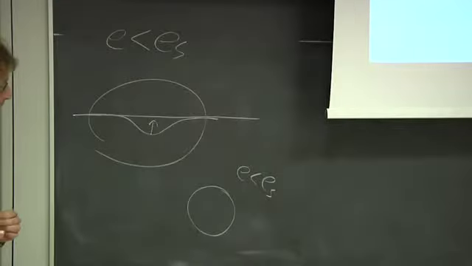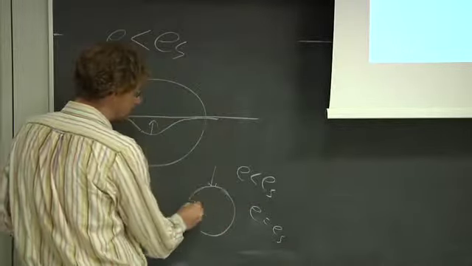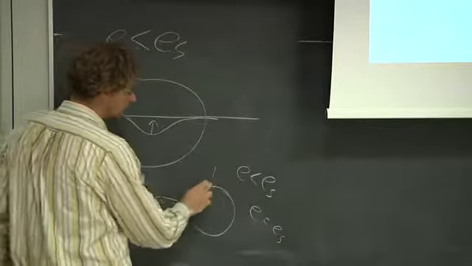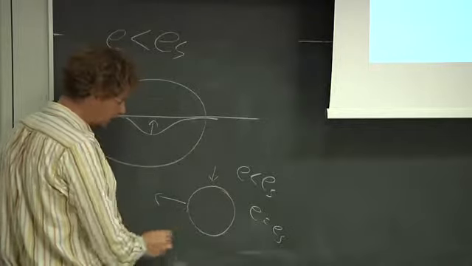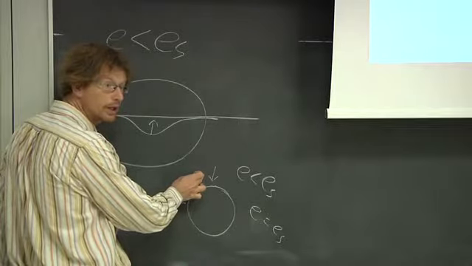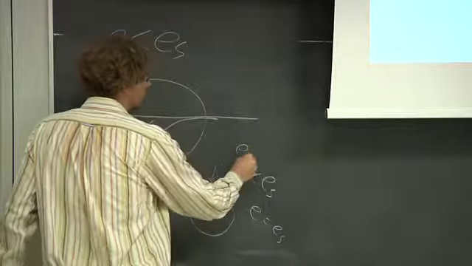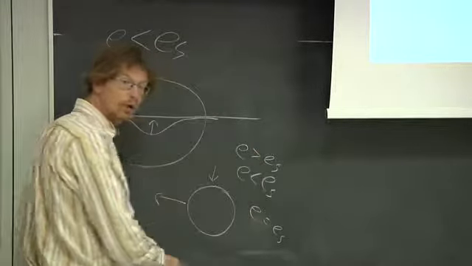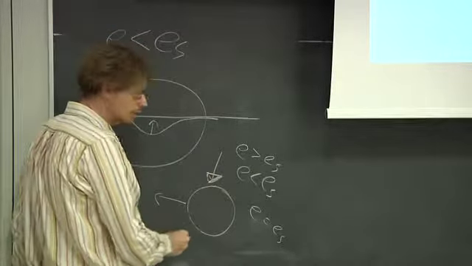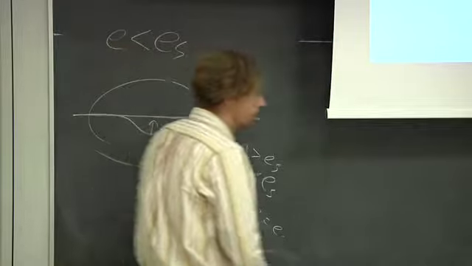Exactly. Because remember, when E equals ES, we have an equilibrium between the condensation rate and the evaporation rate. So if E is less than ES, the condensation rate is reduced, and therefore we have a net loss. The evaporation rate exceeds the condensation rate. Yes? And likewise, if E is greater than ES, then the droplet will grow, because we'll have net condensation. So there'll be a net diffusive flux of water vapor towards the droplet.